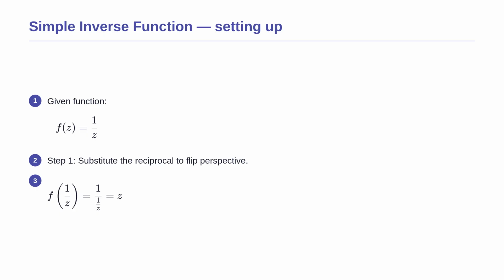First, we substitute the reciprocal into the function to flip our perspective. Because our original function was already a fraction, taking the reciprocal of a reciprocal simply flips the variable back up to the numerator. The result is just the variable z itself. This completes the first step of shifting our perspective.